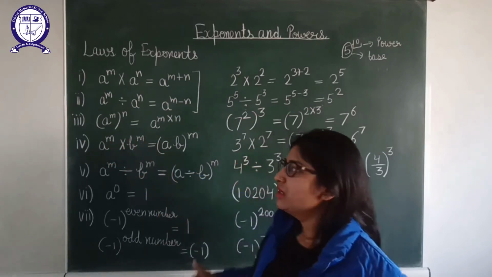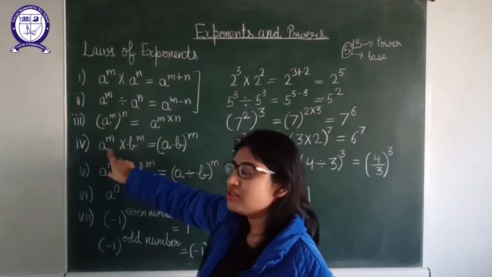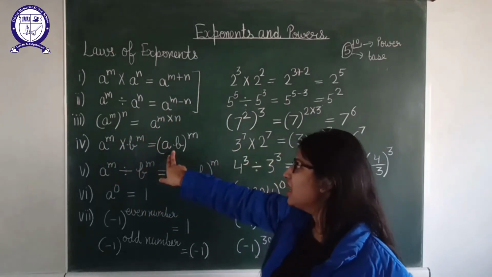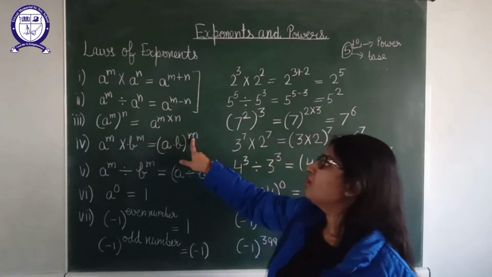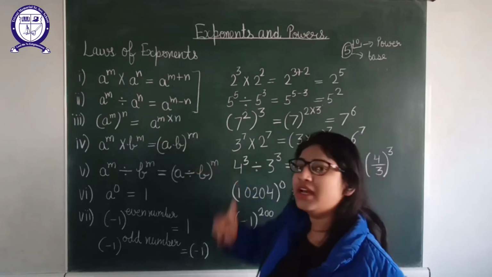m and m. Okay, so in this case what you will do, as these are in multiplication, so you will multiply the bases and the power will be written only one time. So it will become a multiply b raised to the power m.